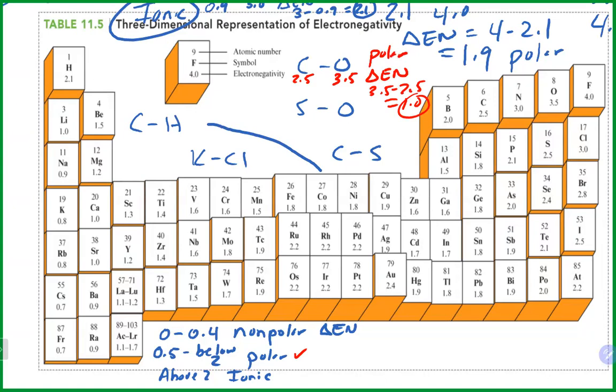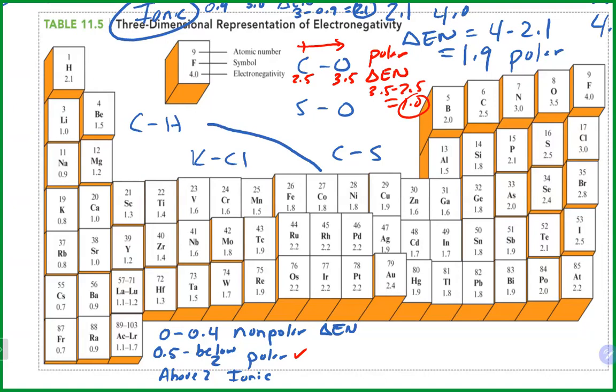If I were to draw that arrow, which way should it point? Towards carbon or the oxygen? Should point towards the oxygen, the more electronegative. So that is where we should draw that arrow. That means the oxygen here is more negative than the carbon in this case, which is more positive in this bond.